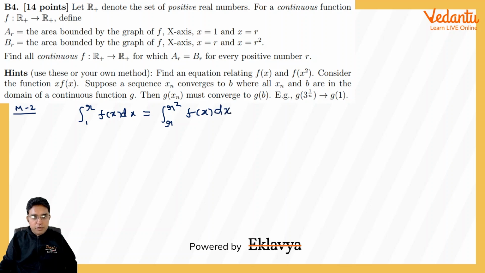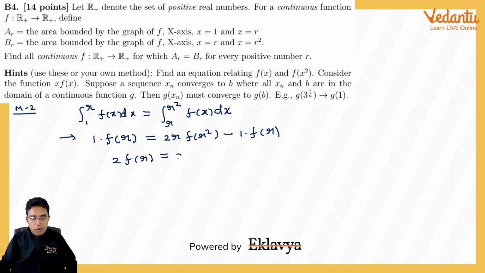So if I do the differentiation on both sides, and the differentiation is with respect to r, the differentiation of r is 1, and then we will be putting r in place of x. The differentiation of 1 is 0, so there is no need to write anything corresponding to the lower limit. Then 2r into f(r square) minus 1 into f(r). This is actually the use of the Newton-Leibniz formula. So we get f(r) is equal to 2r into f(r square).